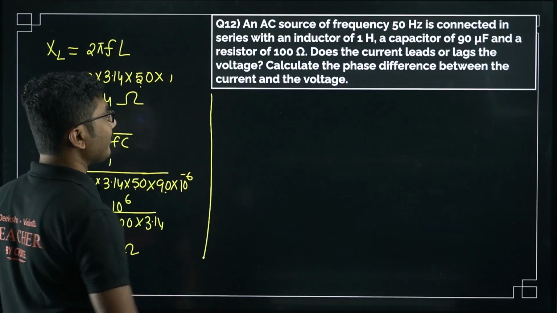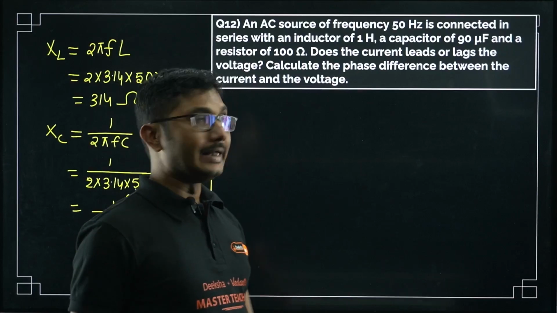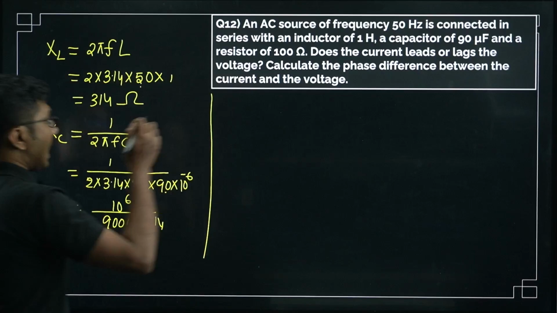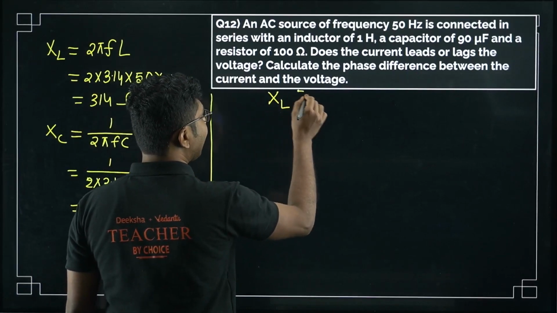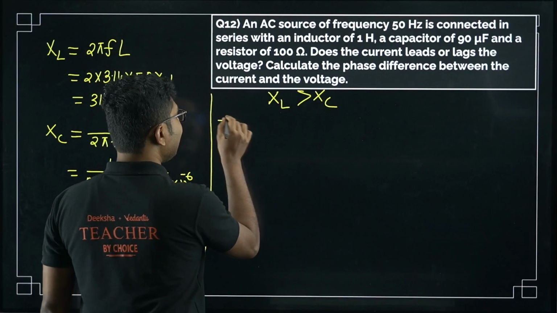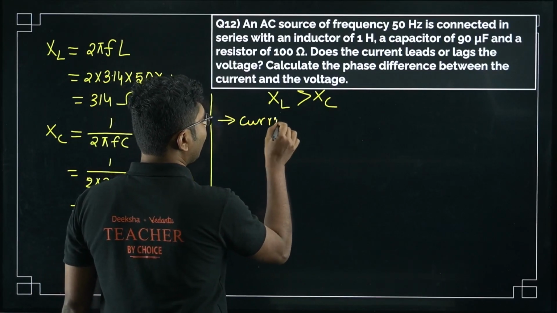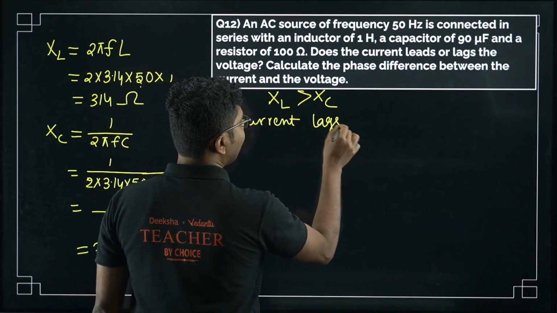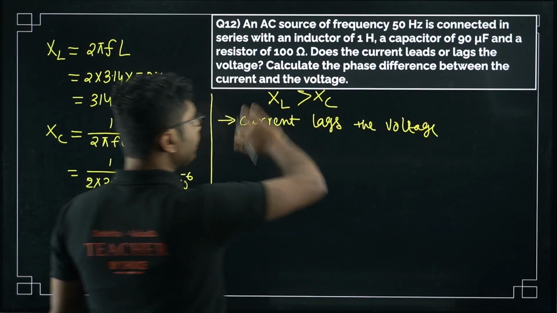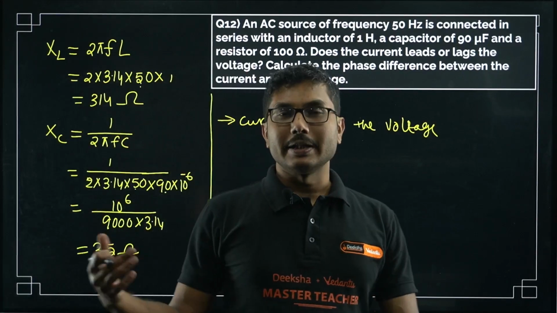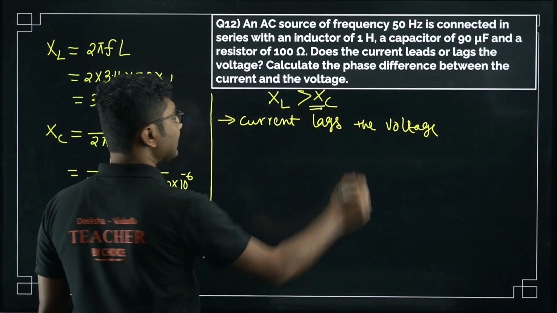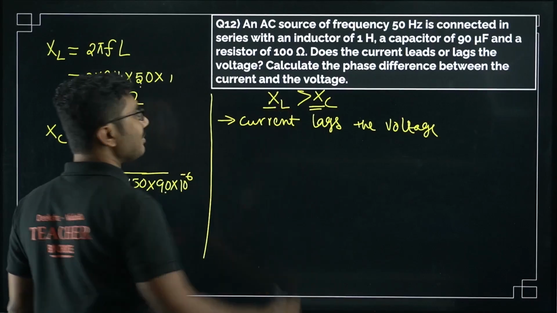Third mark is basically where who is leading or lagging. Basically current is leading or current is lagging. So if XL is greater than XC, which is the case here, current lags. So in this case current lags the voltage. If it is opposite, that is XC was greater than XL, then it would be current leading the voltage. So for current to lead, XC must be greater. For current to lag, XL must be greater.